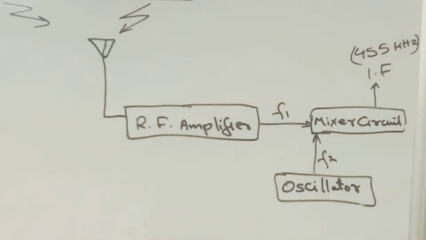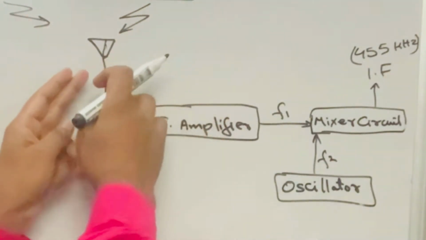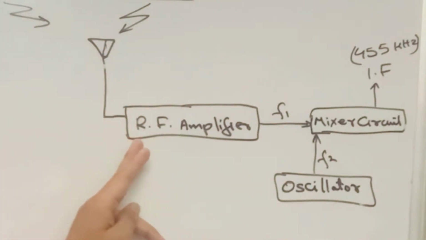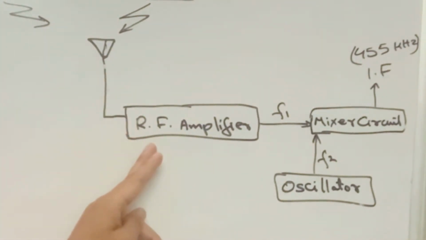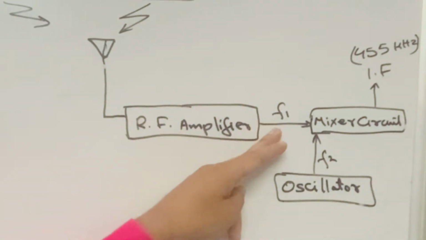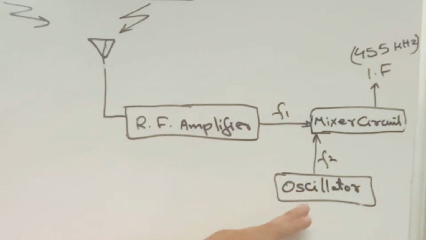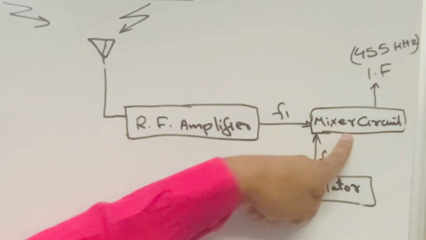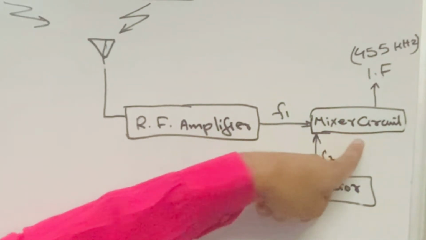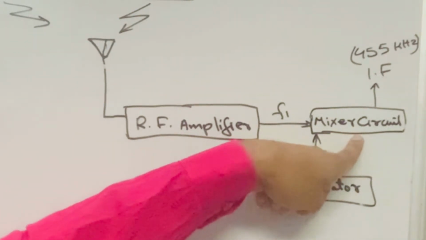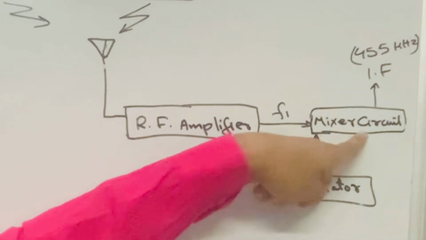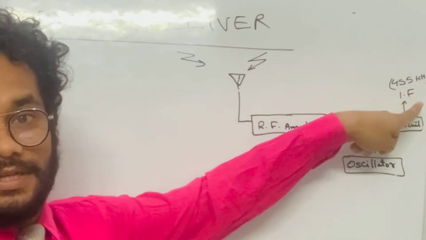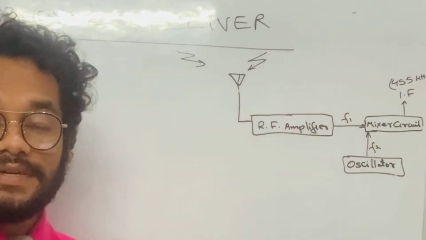Let me quickly summarize what we have discussed. From the broadcasting stations, the signal is received by the antenna and then given to the RF amplifier. The RF amplifier selects a particular radio frequency to which it is tuned, and that frequency is F1. Within the superheterodyne receiver there is a local oscillator which produces a high frequency, that is F2. Both of these frequencies are combined in the mixer circuit, or simply the mixer, and the mixer produces a lower frequency called IF, the intermediate frequency, which is 455 kilohertz, a fixed frequency.